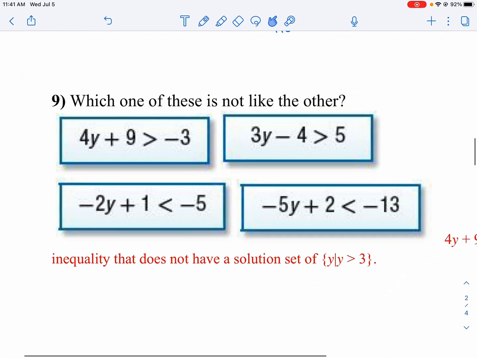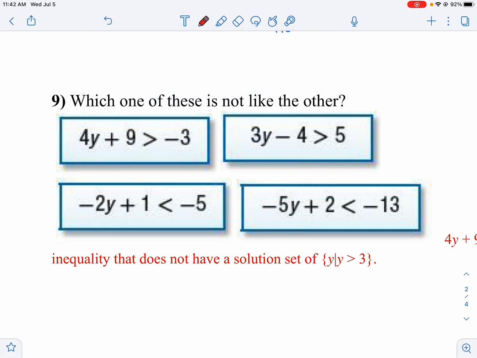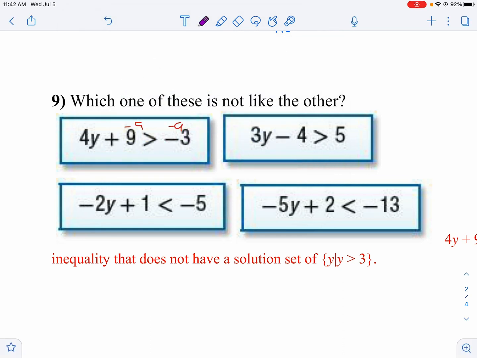On number 9, let's solve each one of these and see what happens. So the first thing I'll do on the first box is I'll subtract 9 from both sides. So when I do that, I'll get 4y is greater than negative 12. I'll divide both sides by 4. Y is greater than negative 3.